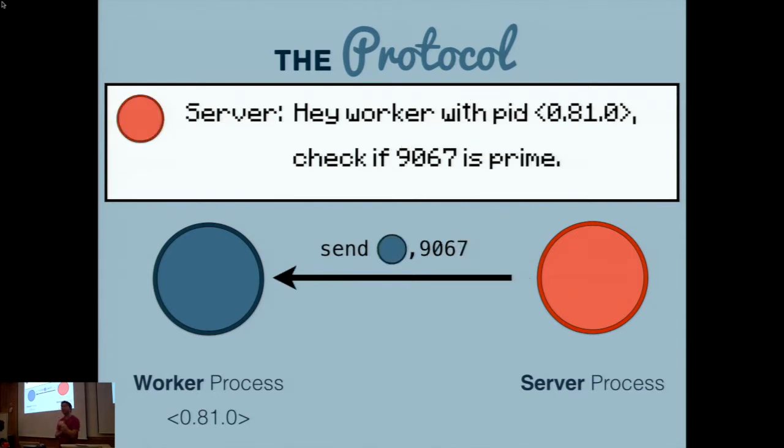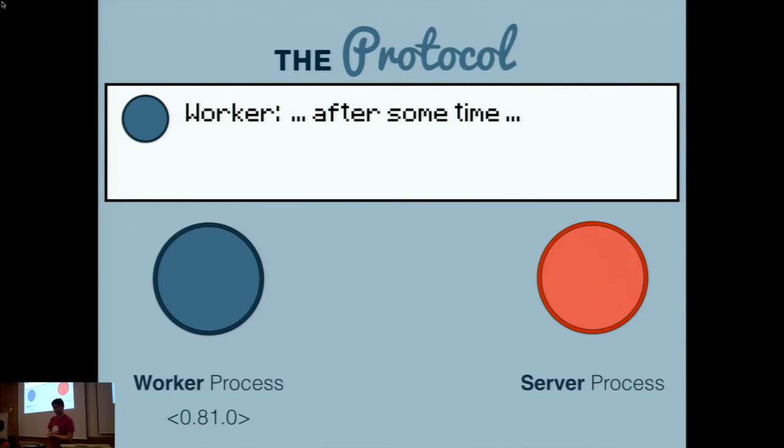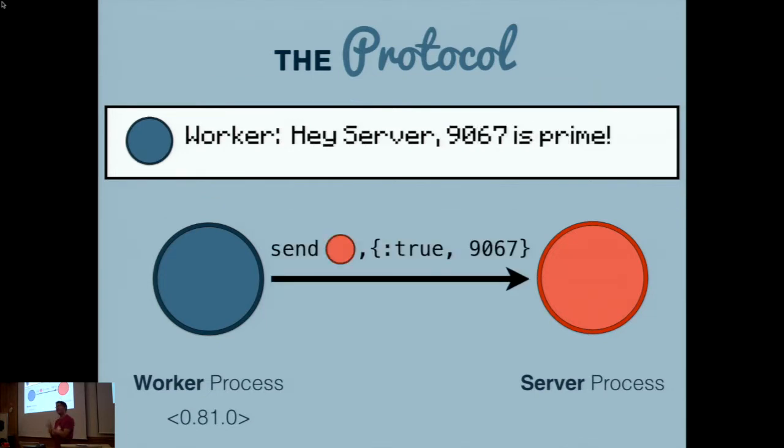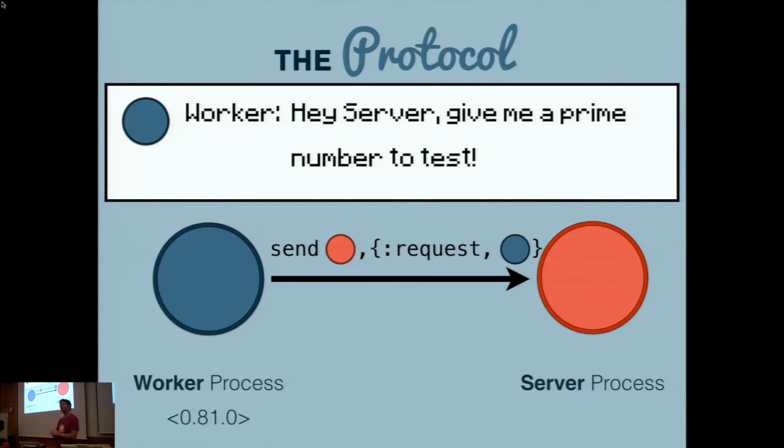The server process responds with a candidate number. Hey, worker process 0.81.0, here's 9067. Please check if this number is prime. When the worker receives the number, it goes on and checks for primality. Once done, it sends the server back the result in a tuple. Hey server, yep, 9067 is prime. Finally, it requests another number to test, and then the cycle just repeats.